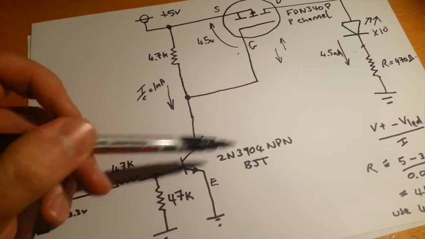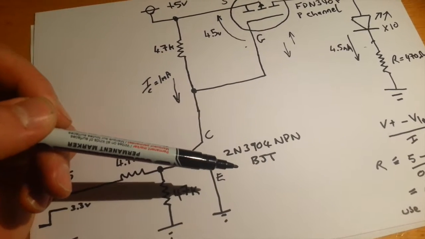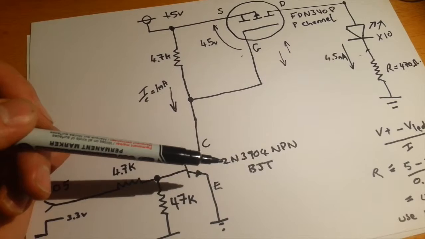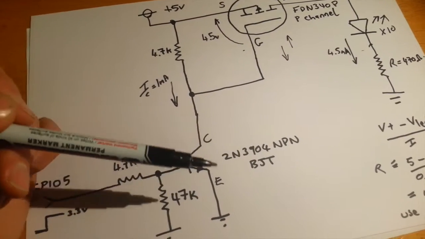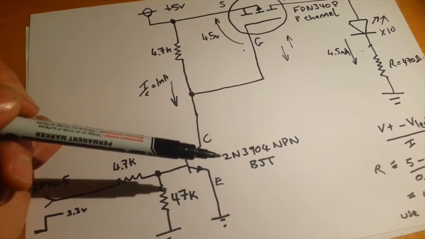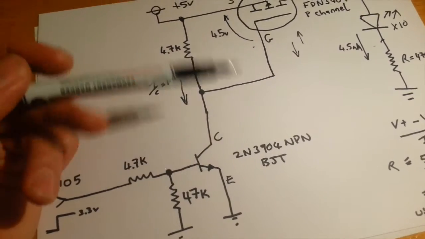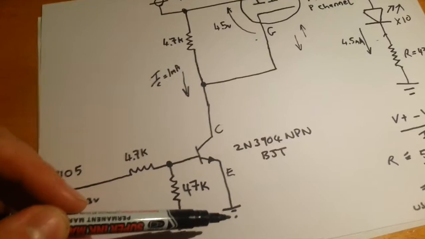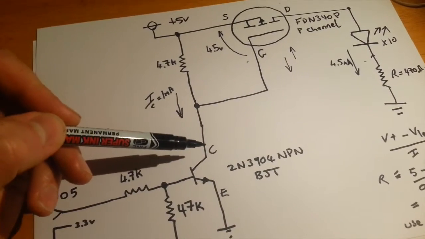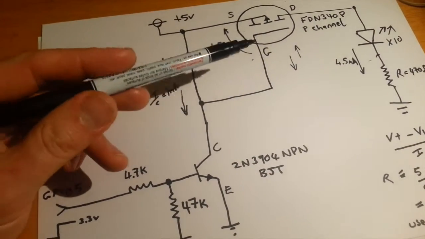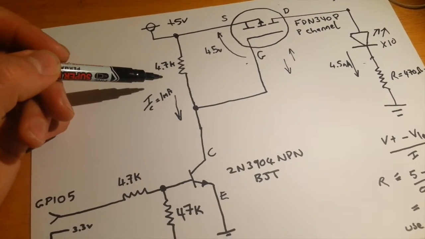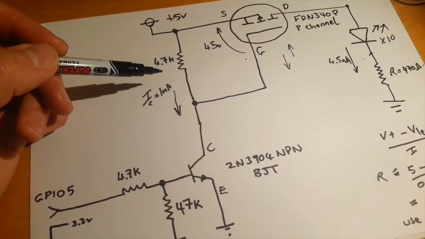I've added an NPN bipolar junction transistor here. In this case I've got a 2N3904, pretty much a jelly bean small NPN transistor. The emitter is tied to ground here, and the collector is tied to the gate of the P-channel MOSFET, and also this 4.7K resistor.